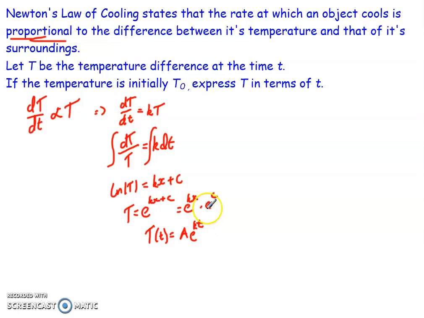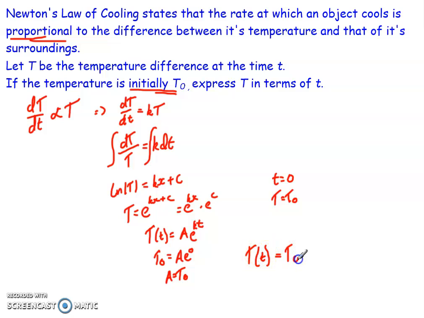However, what I'm given is this condition here, that initially the temperature is T naught. Now what that means is initially, so time t equals 0, my capital T is equal to T naught. So I can substitute these into this here, and I can then say that T naught is equal to A times e to the power of 0. Well, e to the power of 0 is just 1, so A is equal to T naught. This allows me to rewrite my equation as T of t equals T naught e to the power of kt.